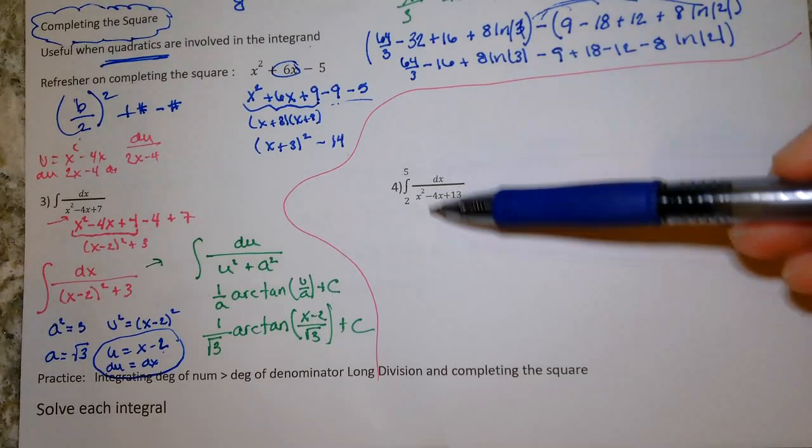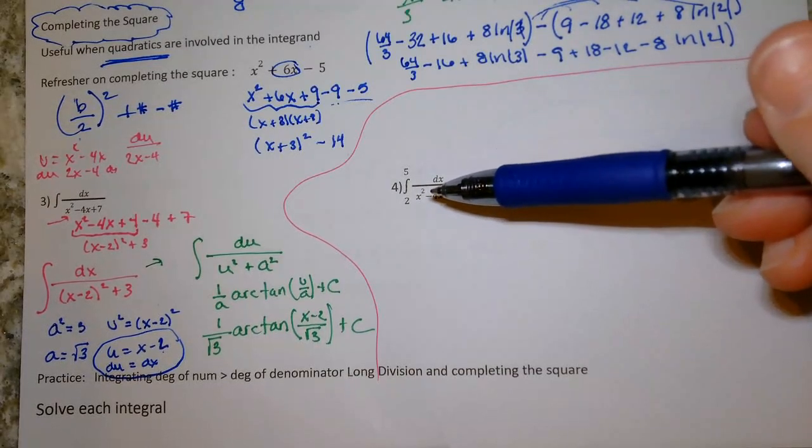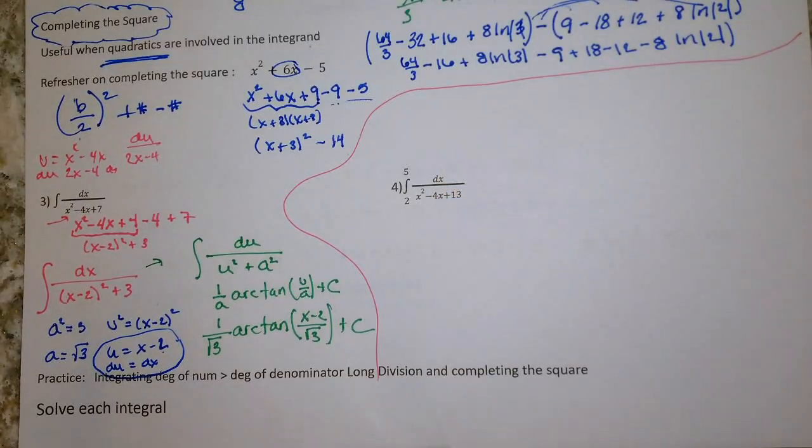I can't go long division. There's nothing up top here. The degree of the numerator is not larger than the denominator, and I have a quadratic. That's what's jumping out at me, is the quadratic. So I'm thinking now, complete the square.